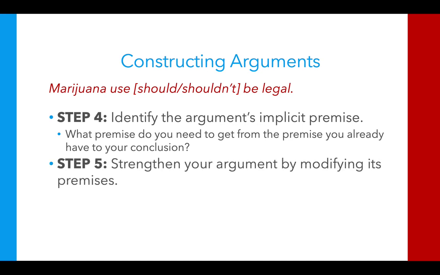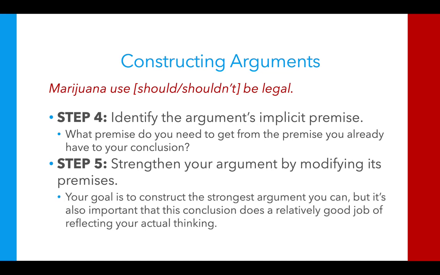Finally, step 5, strengthen your argument by modifying its premises. So the first run through, right, you've got some argument, but now try to make it stronger. Can you say something that makes people a bit more convinced that your argument's good? Maybe you can add some conditions on to the premises, something like that would do more to convince your audience that you've got the right conclusion. Your goal, after all, is to construct the strongest argument that you can, but it's also important that the conclusion does a relatively good job of reflecting your actual thinking.